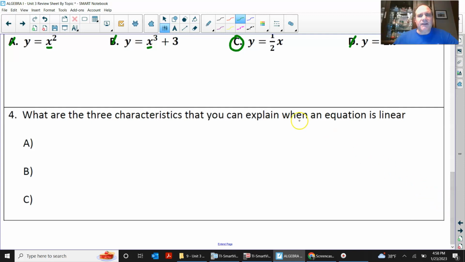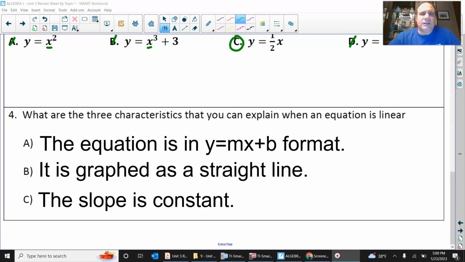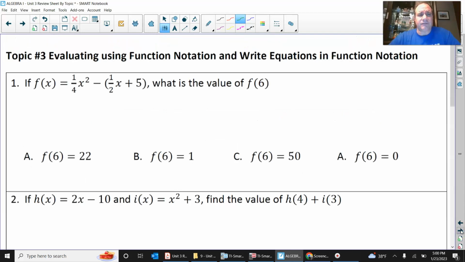What are 3 characteristics that you can explain when an equation is linear? The equation is in y equals mx plus b format. The graph is a straight line, and the slope is constant, which means it would be a straight line. And those are 3 characteristics of a linear function.